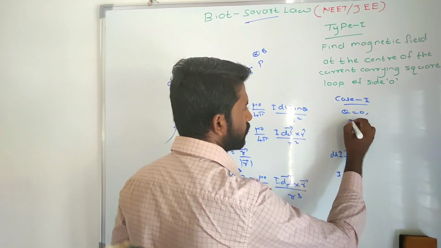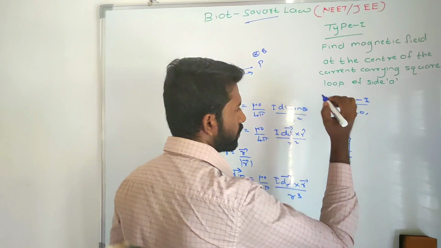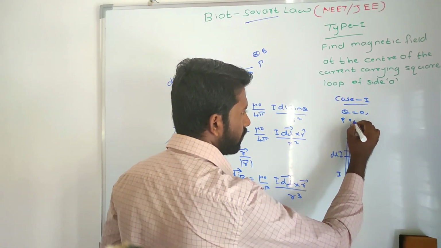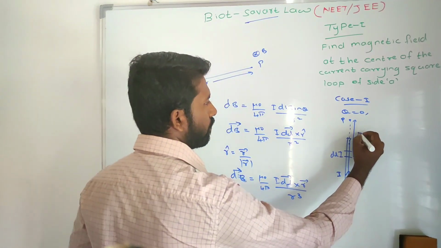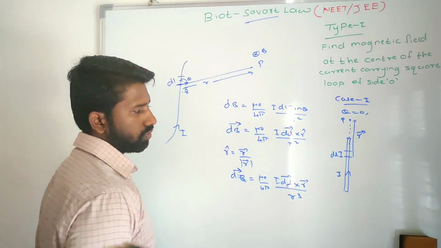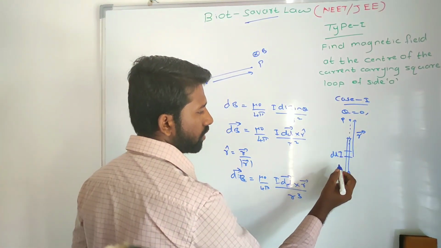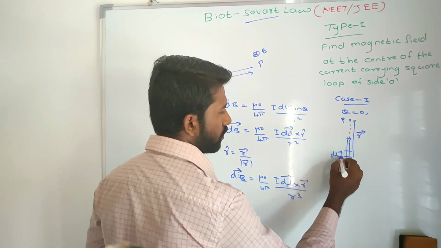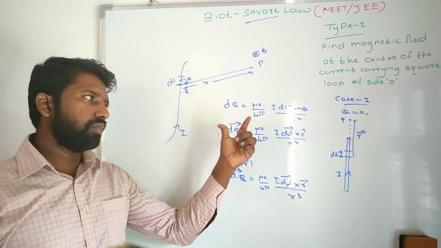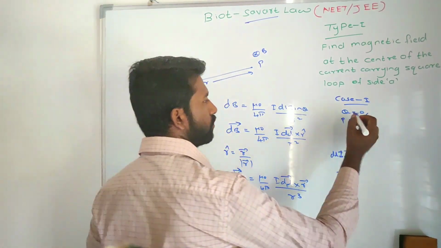So if a point P is here, the r vector is from this to this. You can see that dl has the same direction as I. So dl and r are in the same direction. So theta is equal to 0.